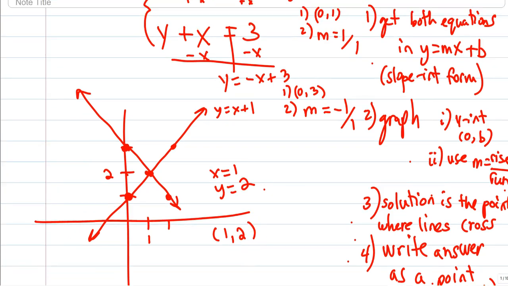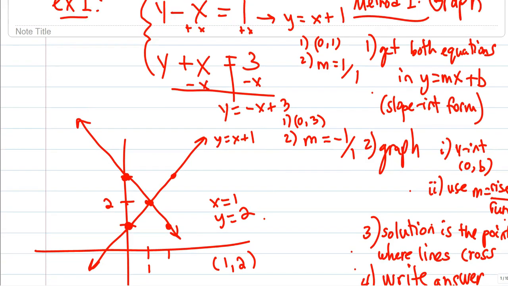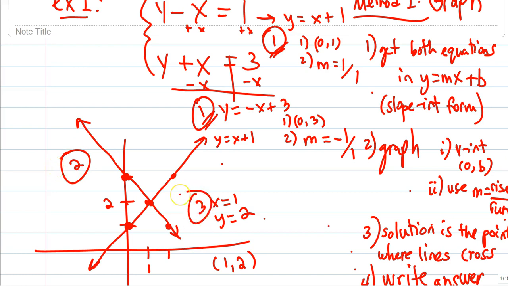So just to recap, this was step 1, and this was also part of step 1, getting everything in y equals mx plus b. Over here was step 2, graphing it. Third, we found where they crossed. And fourth, make sure you write that as a point.